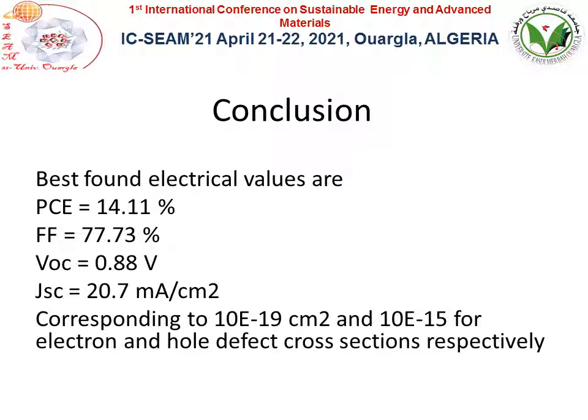Best found electrical values are PCE equal to 14.11%, fill factor of 77.73%, the open circuit voltage equal to 0.88 volts, and the short circuit current density equal to 20.7 milliampere per square centimeter, corresponding to 10E-19 cm² and 10E-15 cm² for electron and hole defect cross section respectively.